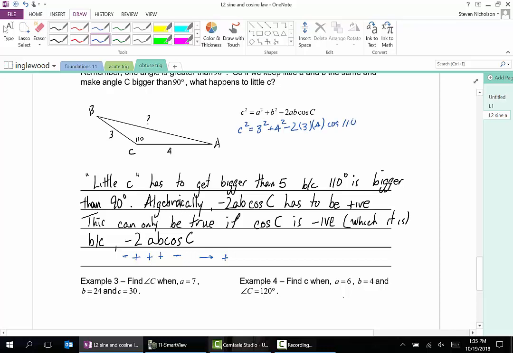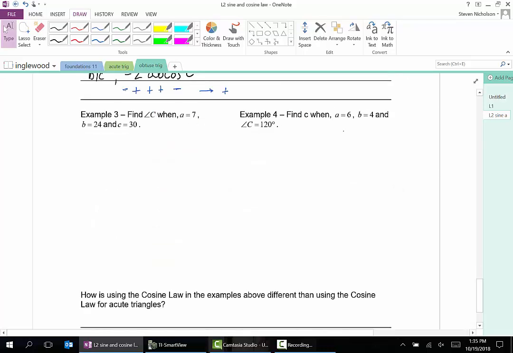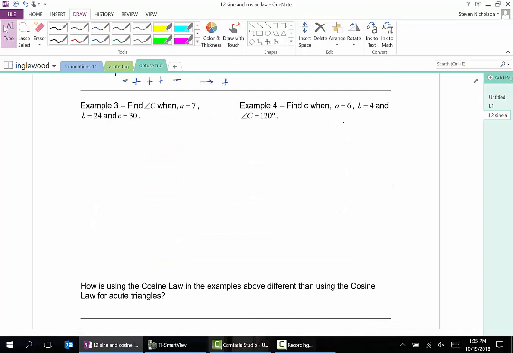Cosine of 110. So let's do a quick couple of calculations. I'm going to actually do number 4 first. And again, always get in the habit of drawing yourself a triangle. So here is angle C. Makes drawing the triangle easier.